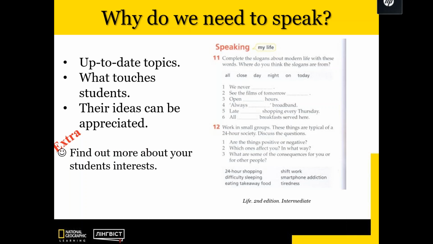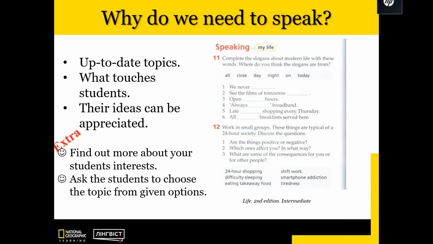For the teacher, right? It's a good idea to find out more about your students' interests. You know they like sports, so from time to time, return to this. You know that they are future IT specialists. Talk about computers with them, right? It will be nice to give students options, right? Today we can talk about, give them some 1, 2, 3 topics to talk about today, and they choose.